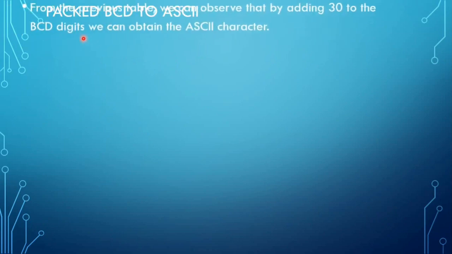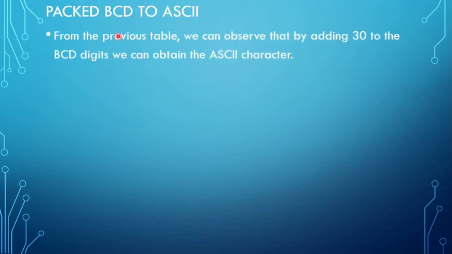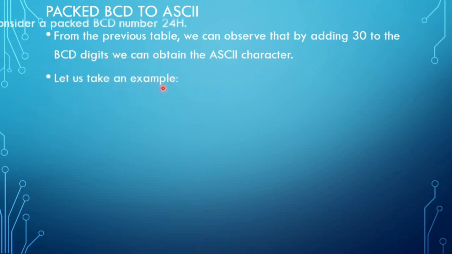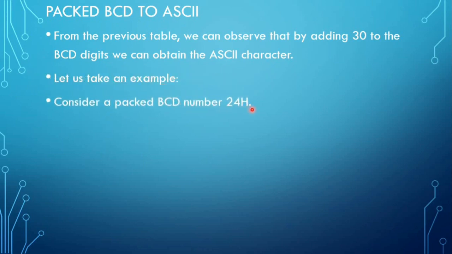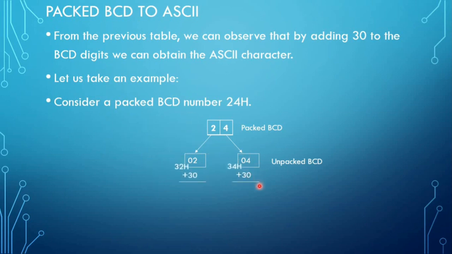Let's move to the next topic, that is packed BCD to ASCII. From the previous table, we can observe that by adding 30 to the BCD digits, we can obtain the ASCII character. This was the clue I was telling you to search for. Let us take an example. Consider a packed BCD number 24H. The packed BCD number 24H is converted to unpacked BCD numbers 02 and 04, which are then added with 30. So, the ASCII values for 24H are 32H and 34H.